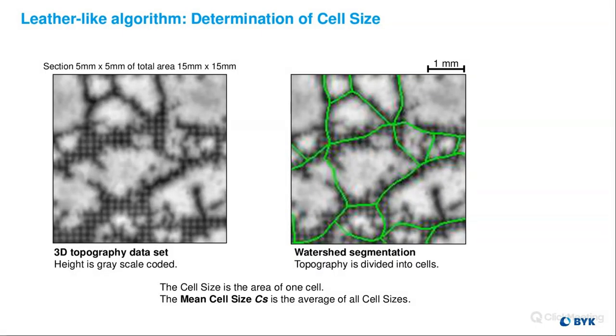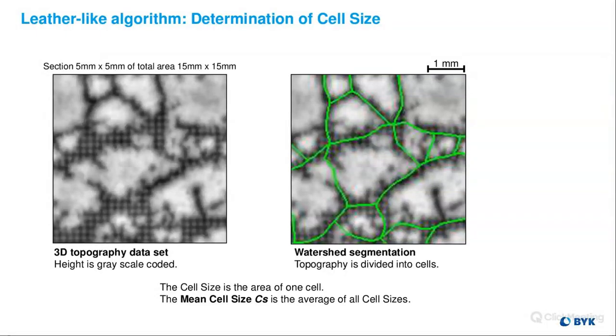All right, so moving on. Here is an example of a picture taken out of our software. On the left side, you see the raw 3D topography data in grayscale so that you can see the lines better. On the right side, you can see the watershed segmentation. The green lines are the rivers, and this is where all the topography is divided into cells.